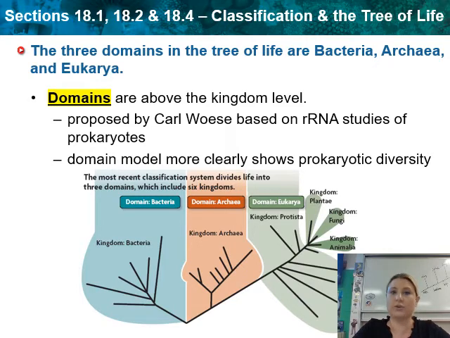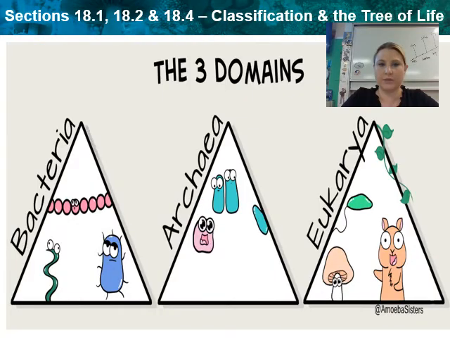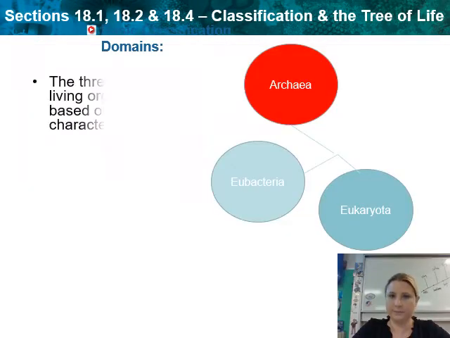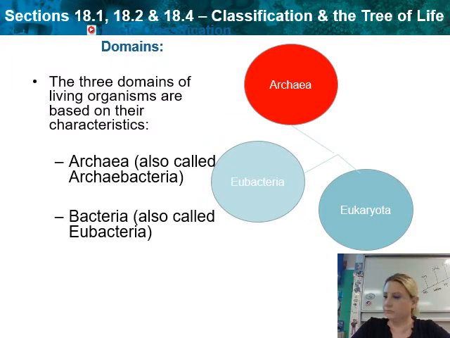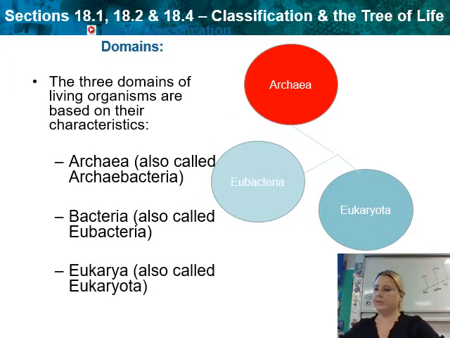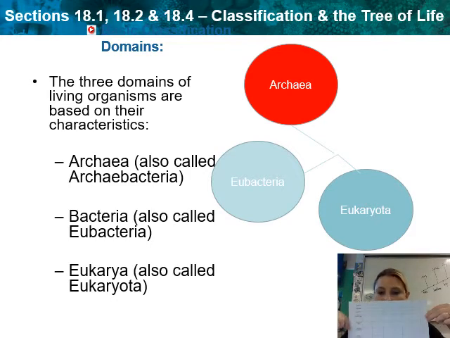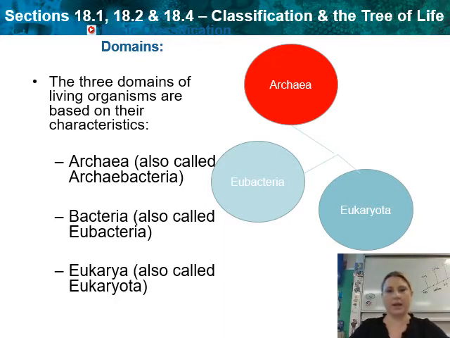So domains, for you to know, are above the kingdom level. There's 3 of them: bacteria, archaea, and eukarya. Okay, so you are going to grab this sheet now that you should have downloaded along with our notes. You're going to be using this to gather information for the rest of the slides. Right now I want you to identify the 3 domains. We've got archaea, bacteria, and eukarya. Please write those down.